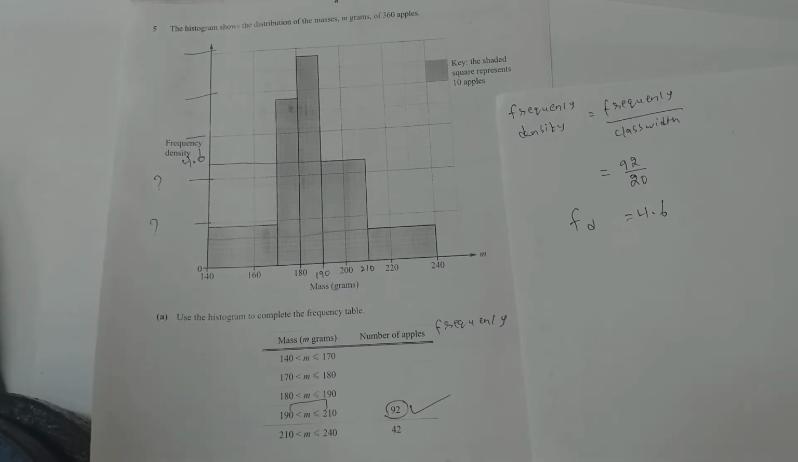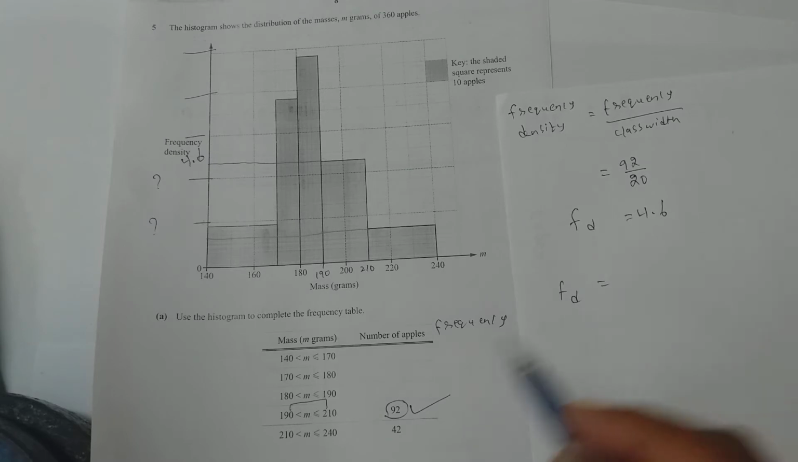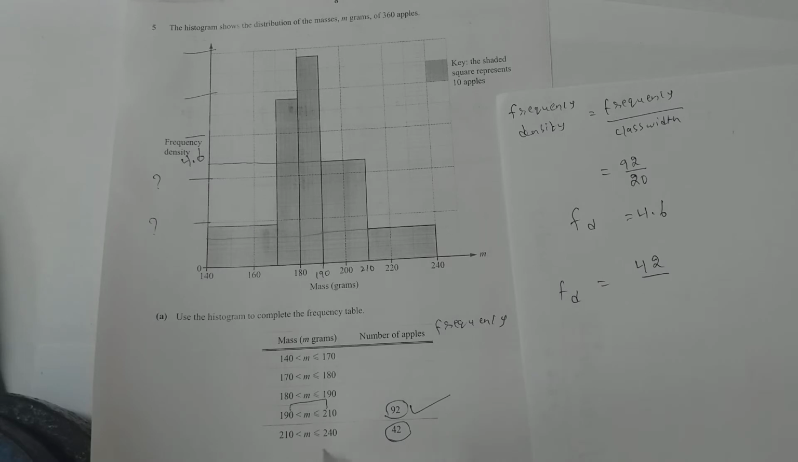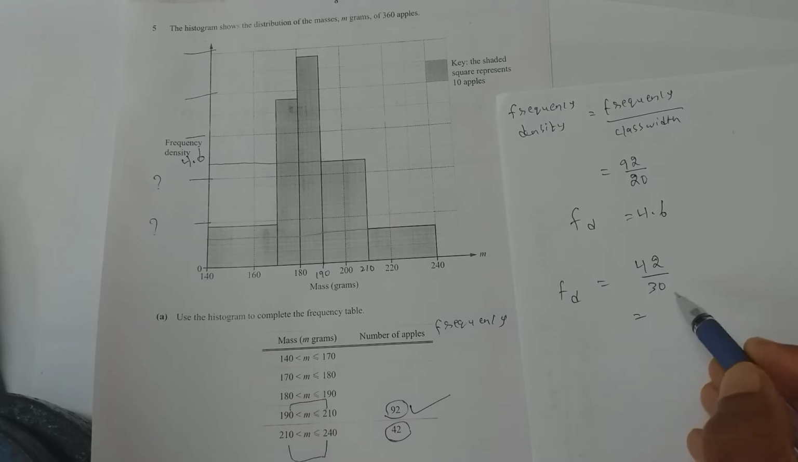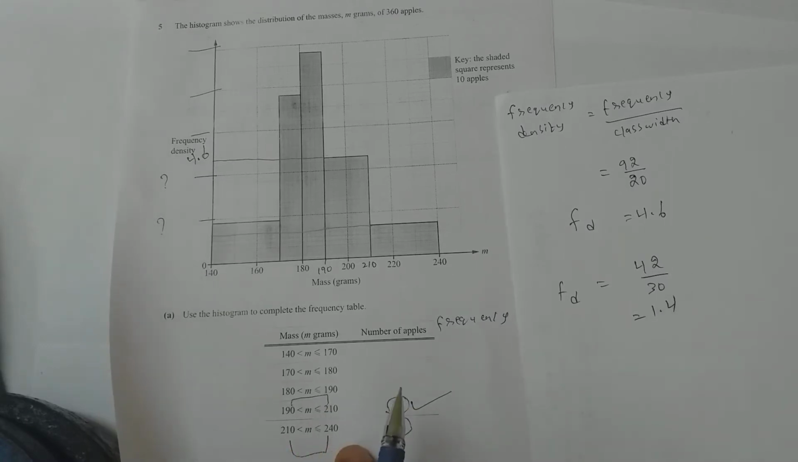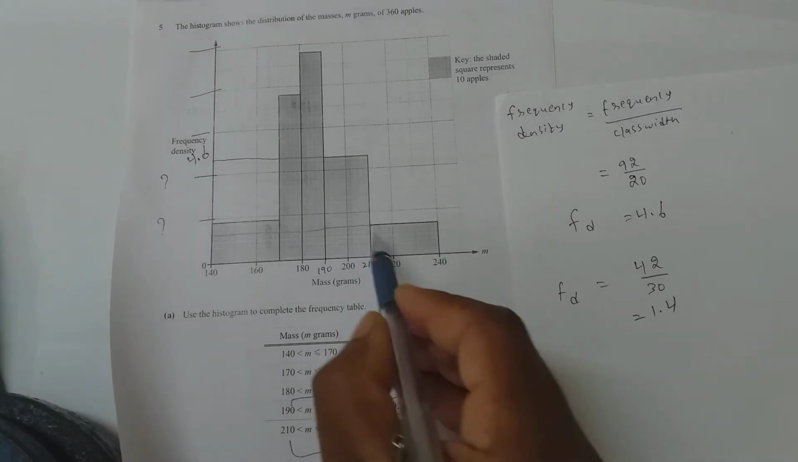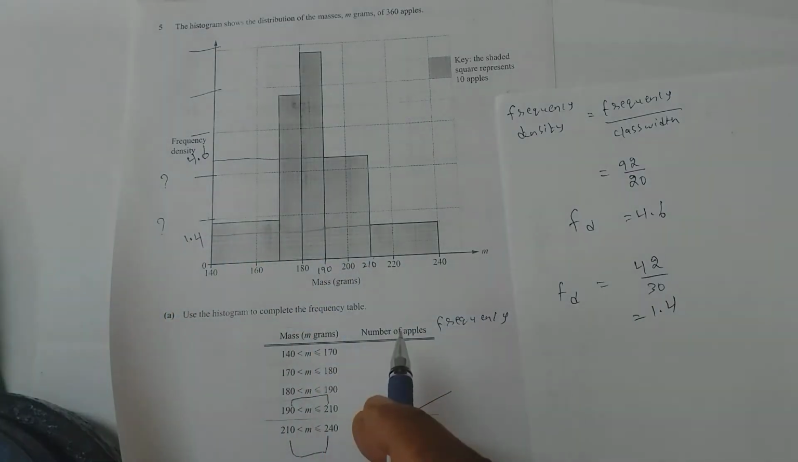Now the next one. Here, you see frequency density equals frequency by class width. How much is the frequency for this one? 42. What is the class width? Class width is this gap. So 240 minus 210 is 30. If I divide, how much will I get? 1.4. Now see the bar for 210 to 240. 210 is here, 240 is here. The bar is this one. That means this line on the y-axis is 1.4.